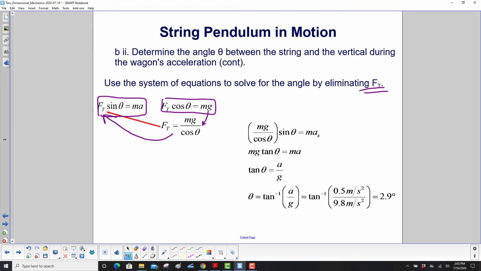Plug that into tension here. We have mg over cosine theta times sine theta is equal to ma_x. Of course, the acceleration in the x direction is just a. And here's one of the coolest trig things. Sine over cosine is tan. Okay, so we replace sine theta over cosine theta with tan theta. We have mg tan theta equals ma. Cancel out the m's. We have tan theta is equal to acceleration over g. Theta then is tan inverse of a over g. Plug in our numbers, and we get an angle of 2.9 degrees.